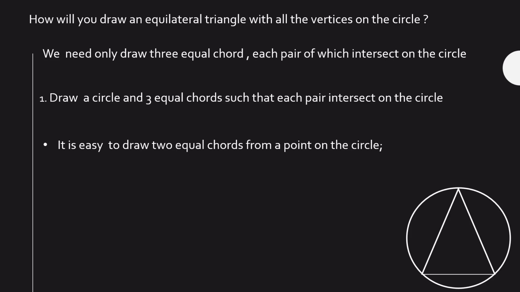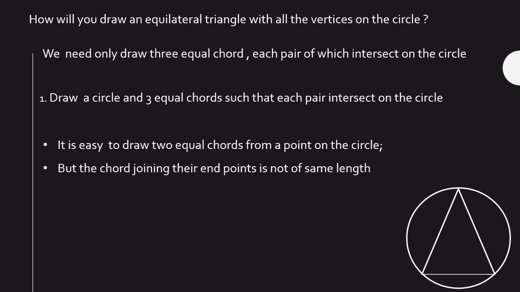See, we have joined the third side, or we have joined the endpoints of the equal chords. And this is a triangle. But is it an equilateral triangle? By looking at it, can you tell me, is it an equilateral triangle? No, isn't it? So the chord joining their endpoints is not of the same length. That means the triangle you obtained is not an equilateral triangle. So, all of you understood that it is not very easy to draw the equilateral triangle by simply drawing 3 equal chords.